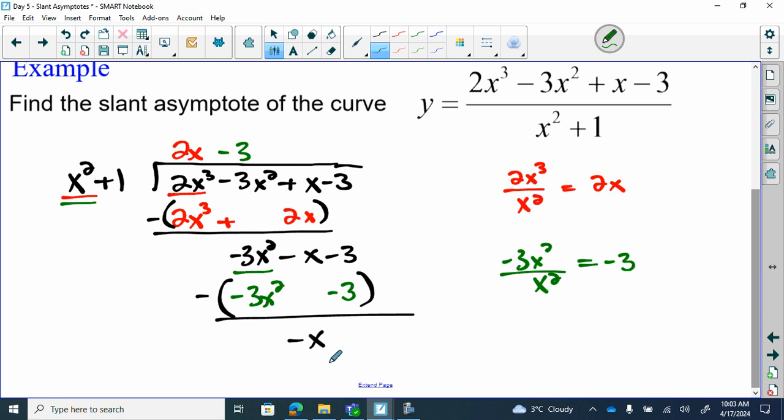Now I don't want to do this again. If I divide negative x by x squared, I end up with negative 1 over x. So this becomes my remainder. And I'm just going to ignore it.